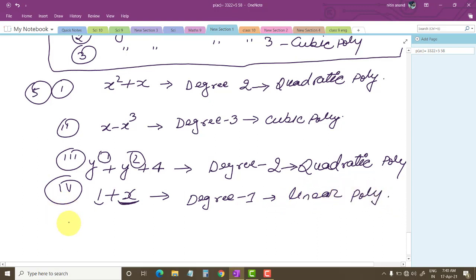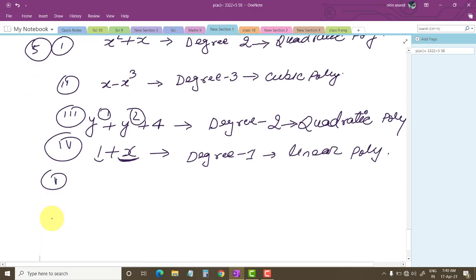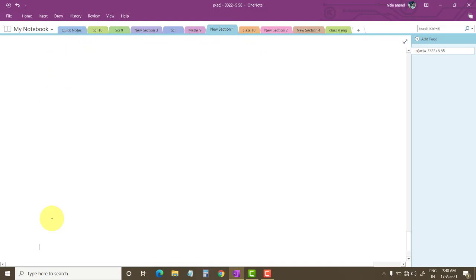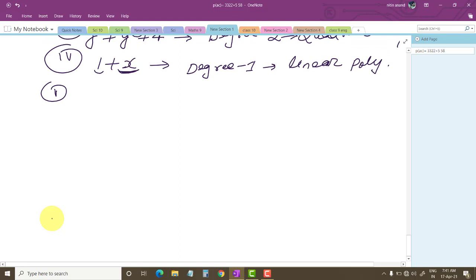Now see question number 5. The fifth says 3t. That means this is a polynomial of degree 1. Then with degree 1, this is known as, once again, a linear polynomial.